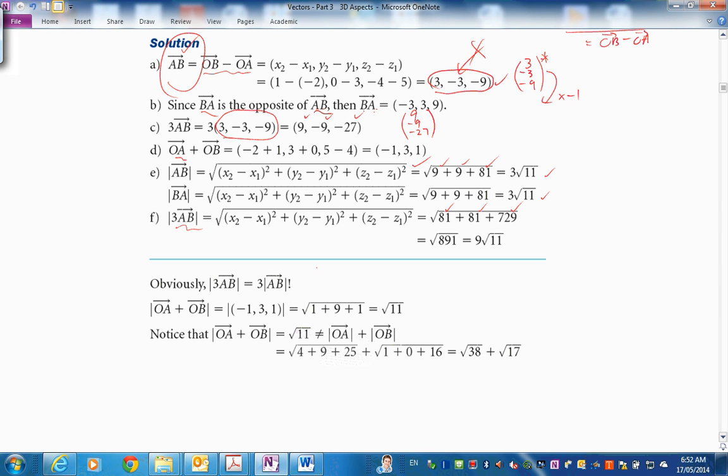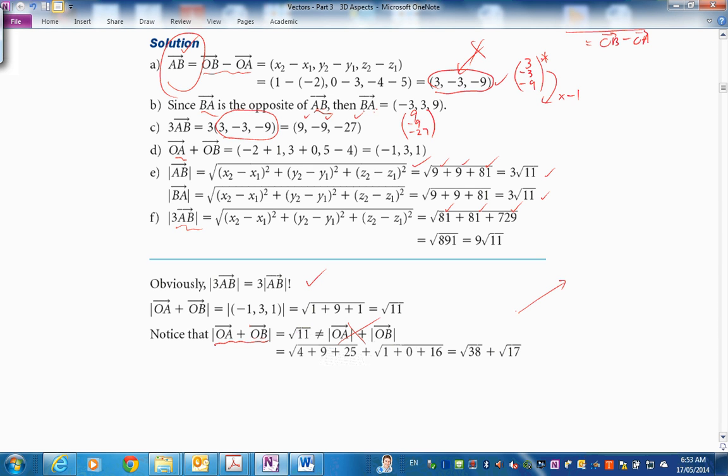Is that all? Let's have a look at what they've got down here. Obviously the length of 3 times AB is 3 times the length of AB, yes. Oh, here. You can't split it though. If you find the length of the sum of the two vectors, it is not equal to adding up the separate lengths of the vectors. So you might just note that. You can't add up the lengths and say it's equal to the length of the sum.